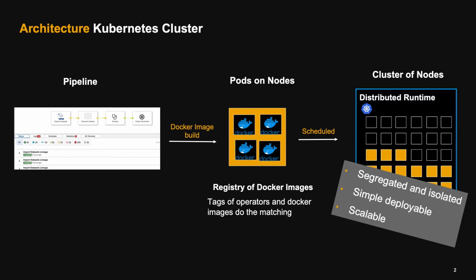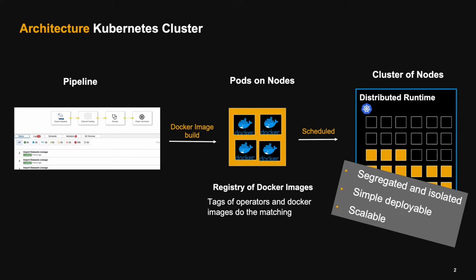SAP Data Intelligence is built on top of Kubernetes. You have a cluster of nodes in which the pods are running. In the right bigger rectangle, I have depicted nodes as smaller rectangles. A pod is a container, in our case a Docker container, in which the processes run. You could have many pods running on a node.